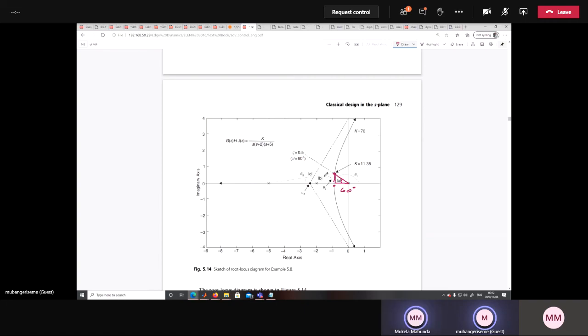Now with that point, you go and use the angle criterion. And then with the angle criterion, you'll be able to see, okay, am I far? Do those things sum to 180 or are they not? But you should be close.